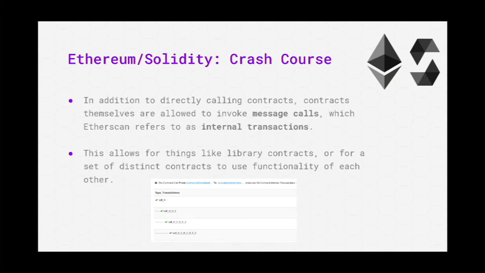In addition to directly calling contracts, contracts can actually call other contracts. This is done through something called message calls, but it's also alternatively referred to as internal transactions. This allows for things like library contracts. You want to deploy a certain contract a bunch of times, but you don't want to have to pay to store the code more than once. So you deploy a library, and then you deploy all these other contracts that refer to the library.